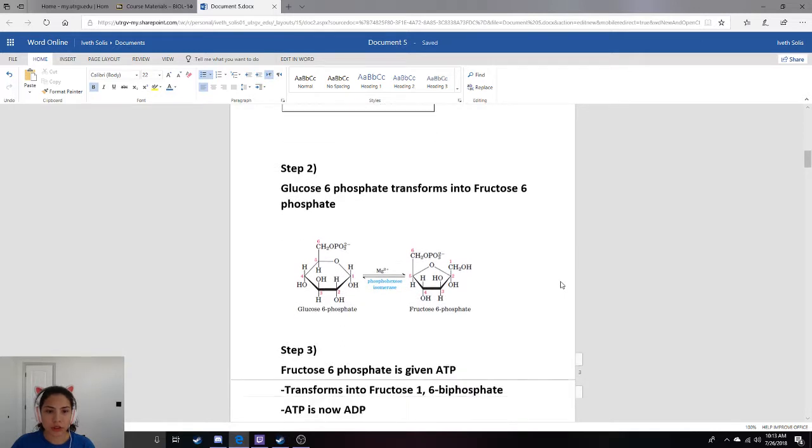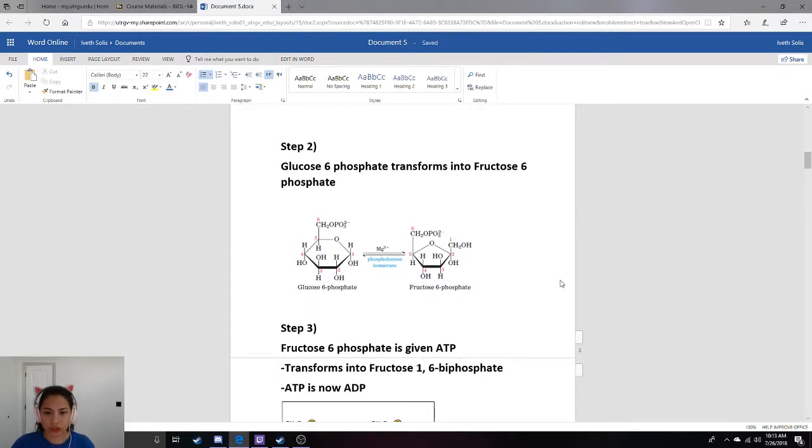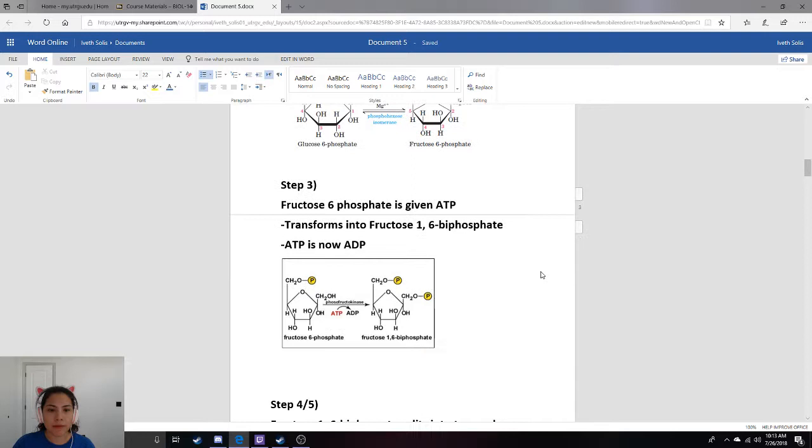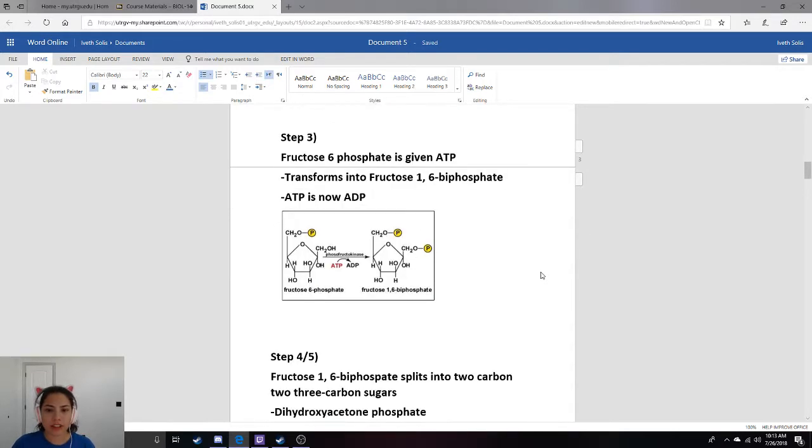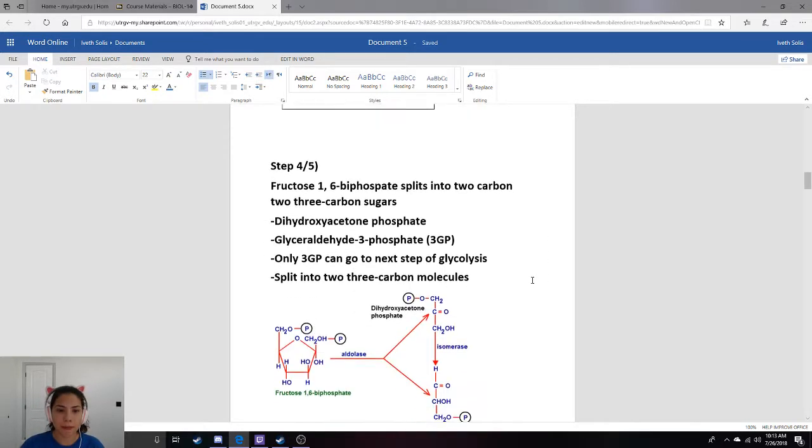Step 2, glucose 6-phosphate transforms into fructose 6-phosphate, and then step 3, fructose 6-phosphate is given ATP. This transforms into the fructose 1,6-biphosphate, and ATP is once again transformed into ADP.